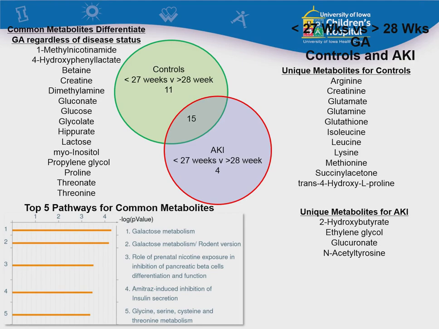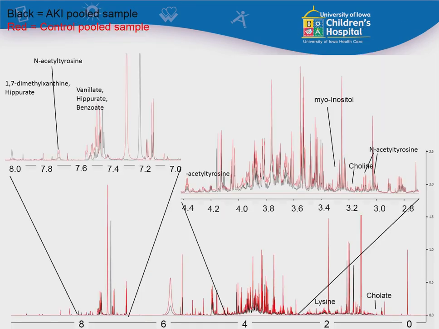N-acetyltyrosine is also promising. Tyrosine metabolism has been reported to be involved with acute kidney injury, and we haven't drilled down into this as of yet, but I think it will turn out to be a fairly important component in our analysis. And Susan told me that most people like to see some sort of spectral analysis, so I had to show this for her. In the black is our AKI pooled samples, and the red is our control pooled samples, and you can see our N-acetyltyrosine comes out quite nicely in our analysis here.